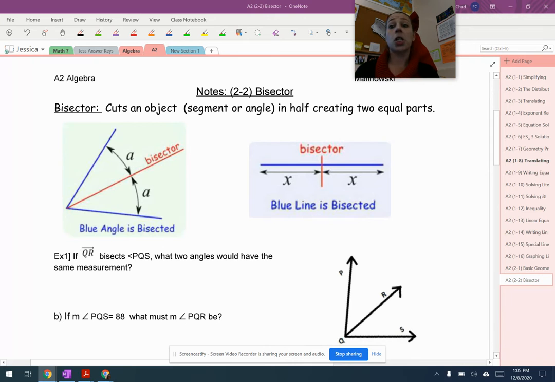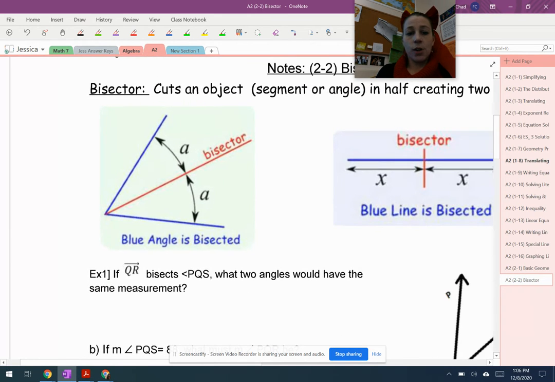So this is notes on 2-2, and this is called a bisector. So again, geometry, tons of vocab. A bisector cuts an object in half. When we say object, we're talking about either a segment or an angle. So a bisector cuts a segment or an angle in half. And when you cut something in half, by definition, you have two equal parts. So let's look at some of these visuals that I gave to you.